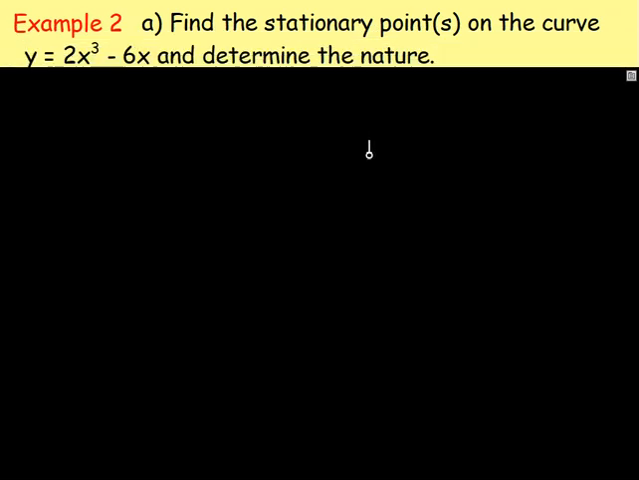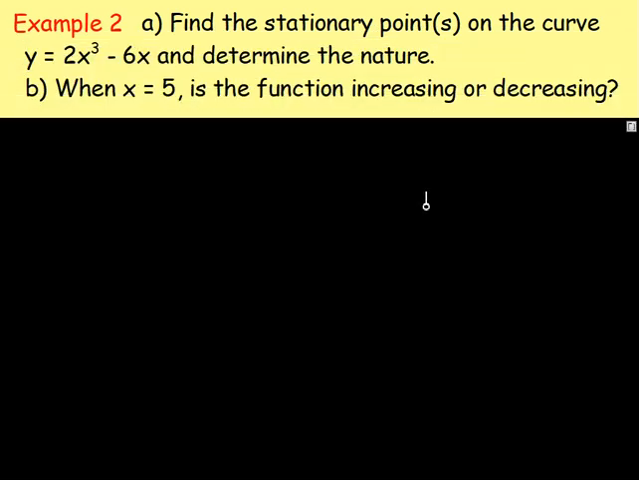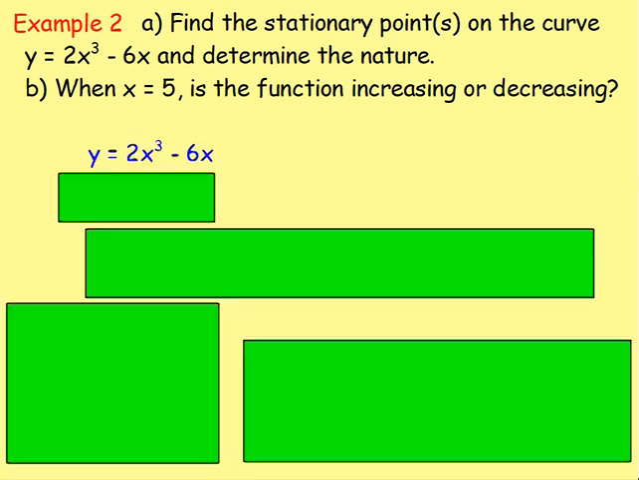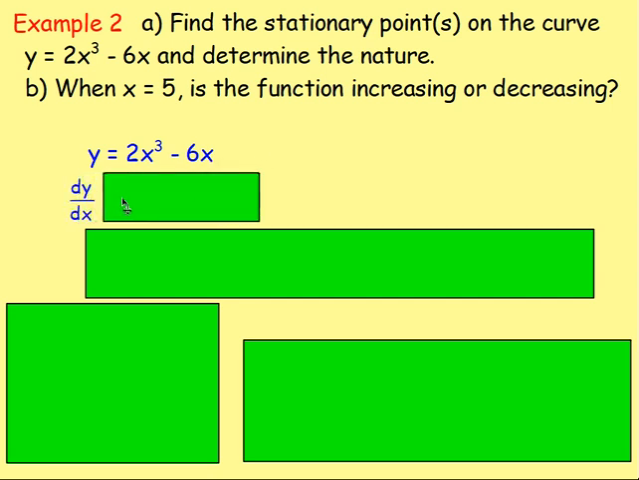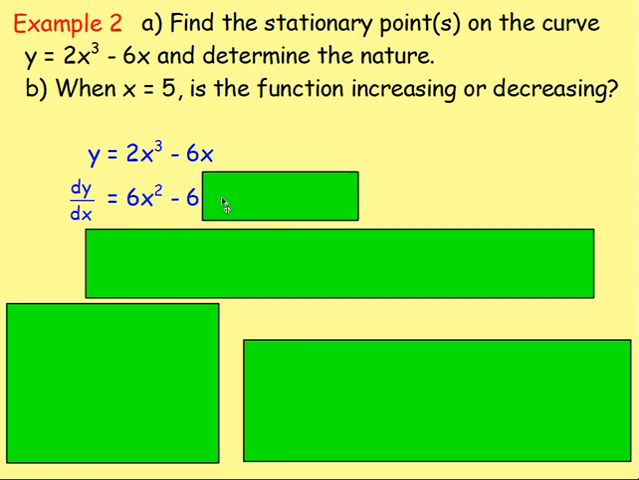Let's try a second example, number 2. For this one, find the stationary point or points on the curve y equals 2x cubed minus 6x and determine the nature. And there's also a part B, when x is 5, is the function increasing or decreasing. So for this question here, starting off with y equals, and we want to differentiate. So dy by dx would equal 6x squared minus 6.